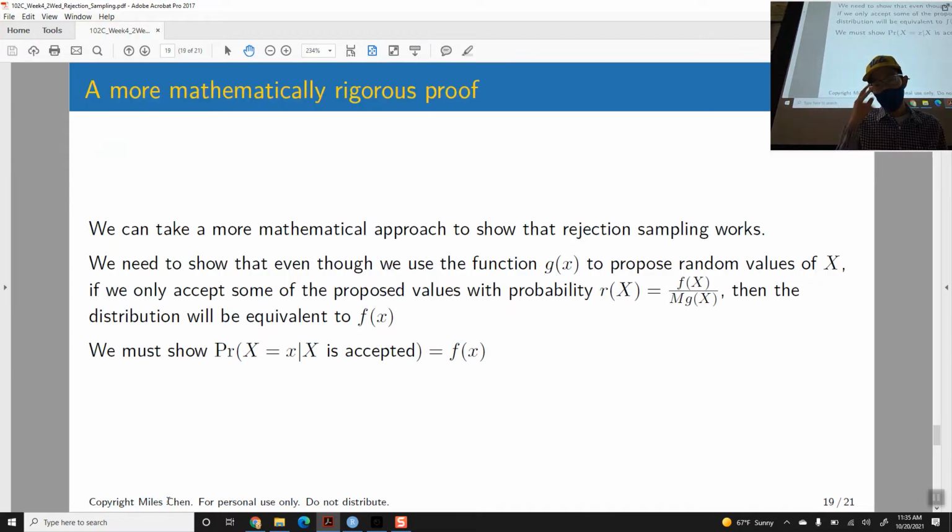Right? Here's just a slightly more mathematically rigorous approach, rather than just showing you some bars and coloring them in and saying this is approximately how many we would accept. What we need to show is that even though we're using this function g to propose random values of x, if we only accept some of these values, then the resulting distribution is going to be equal to f. So what we want to show is that the probability of getting some value x, given the fact that x is accepted, is equal to the desired PDF, the target PDF.